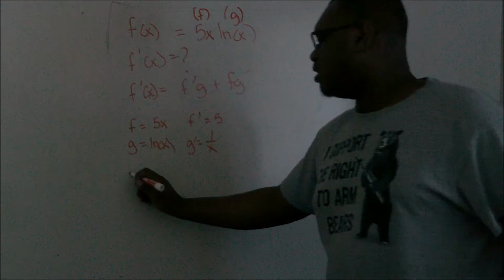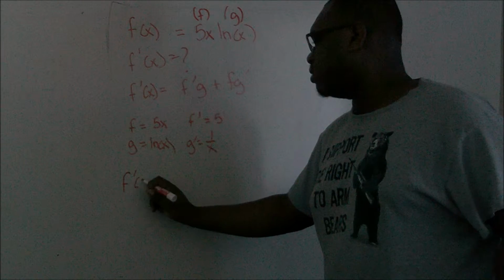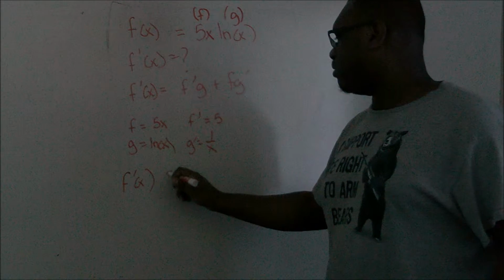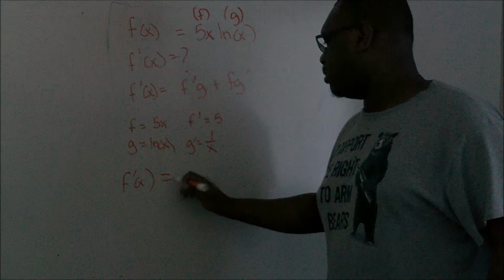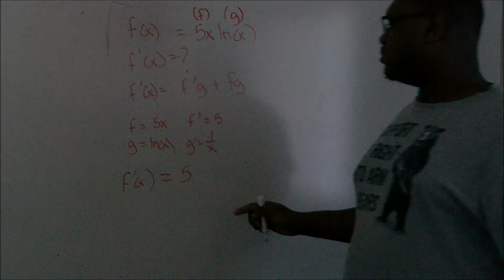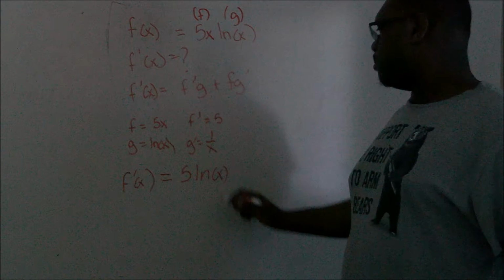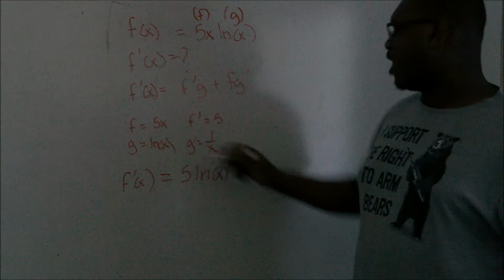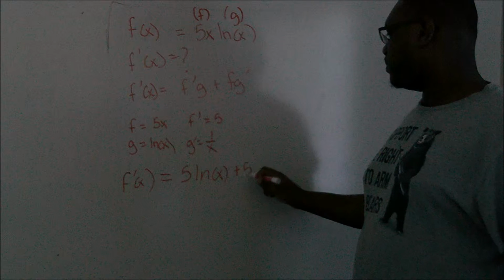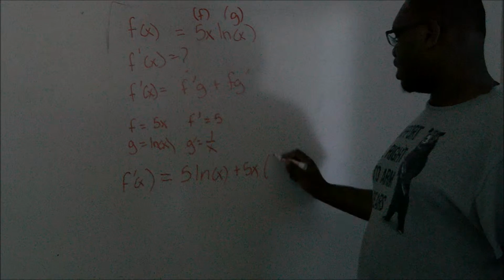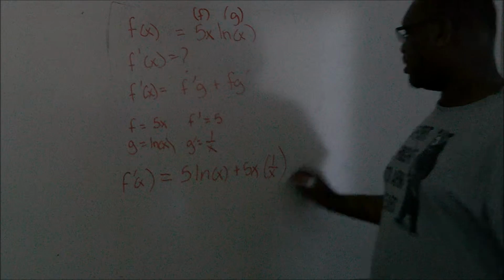So now we know that f prime of x is equal to f prime, which we have as 5, so put that here, equals 5 times g, which is the natural log of x, plus f, which we have as 5x, times g prime, which is 1 over x. So we do times 1 over x.